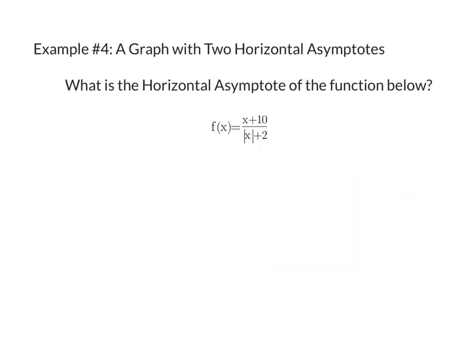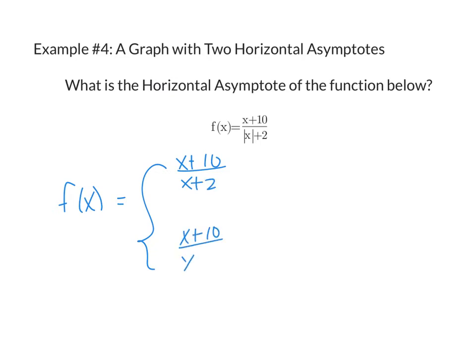All right, with example 4, it asks for the horizontal asymptote of the function below. On this one, we have to be careful. It's almost like we need to create a piecewise function because, since it's being divided by an absolute value, we need to take into account both options of x. In other words, we will have f of x equal to x plus 10 over x plus 2, and also x plus 10 over negative x plus 2, sorry.